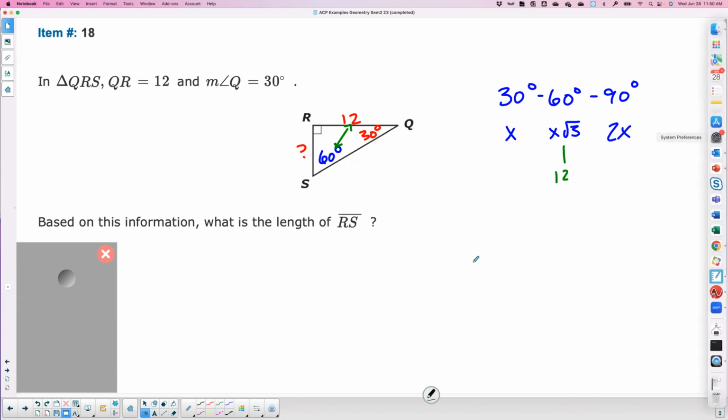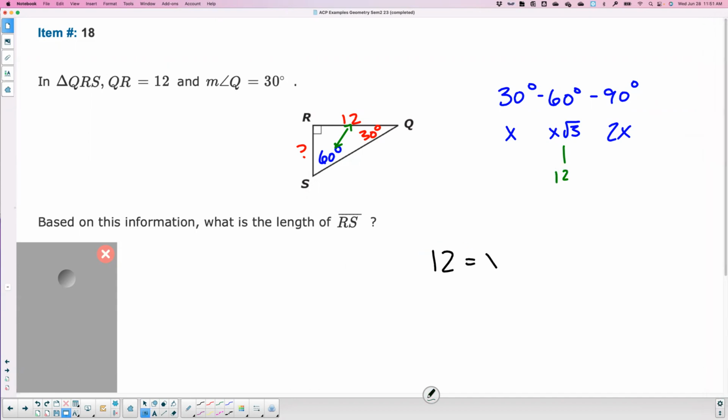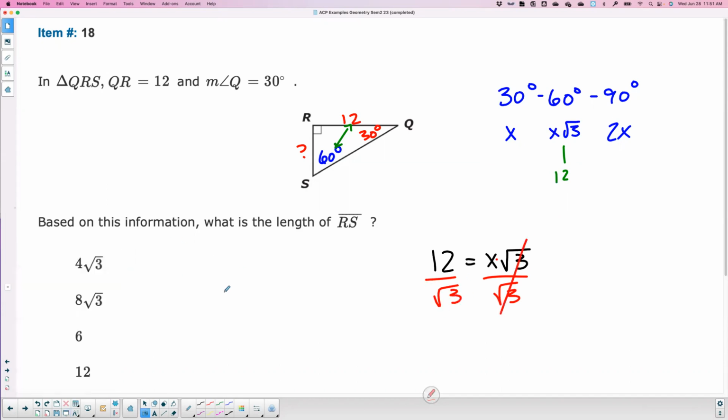So here's how the algebra works. You would say 12 equals x square root 3. What is the x doing? We have to solve for x. What is x doing to that square root? It's multiplying. So what's the opposite of multiplication to solve this? Divide. Now, I would love to say that this is the answer, because mathematically that is correct. They just won't ever write the answer in that format as 12 divided by square root of 3.